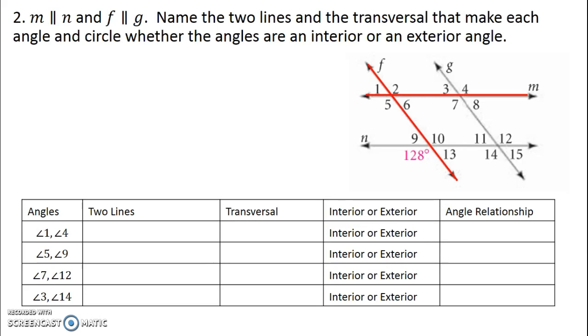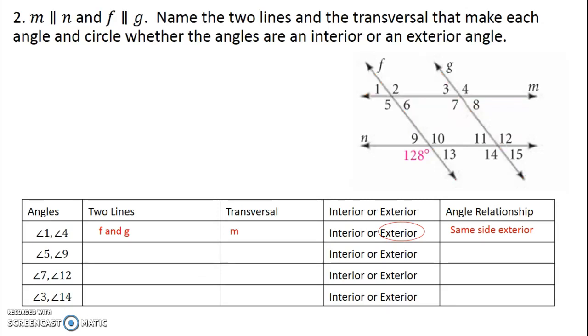I'm also looking at angle 4. Well, angle 4 uses line M also. It also uses line G. So we've just listed out everything but line N. So my two lines would be F and G. The transversal that's cutting those two would be line M. And if you kind of cover the bottom half of your picture, 1 and 4 are outside F and G. They're not between F and G, they're on the outside, so they are exterior angles. They're also on the same side as line M, so we'd call them same side exterior angles.